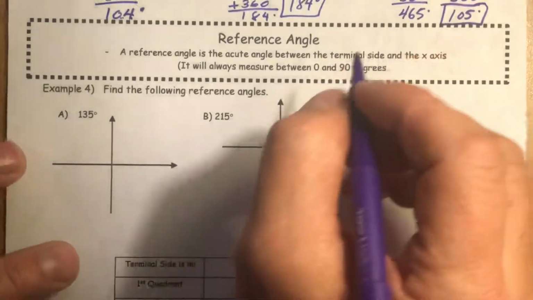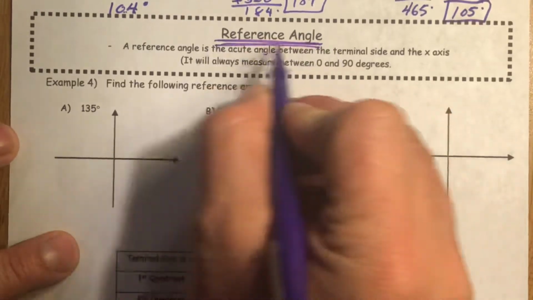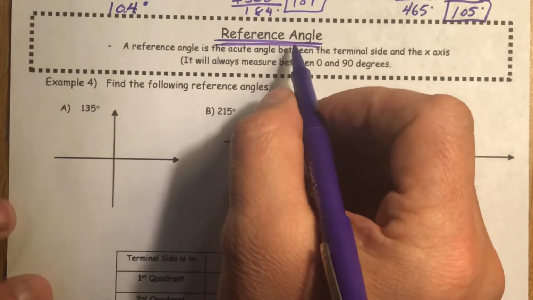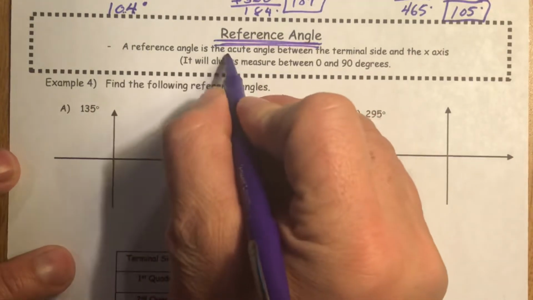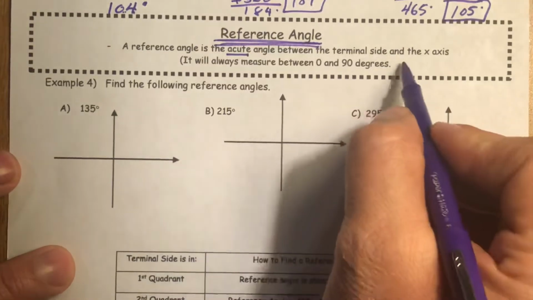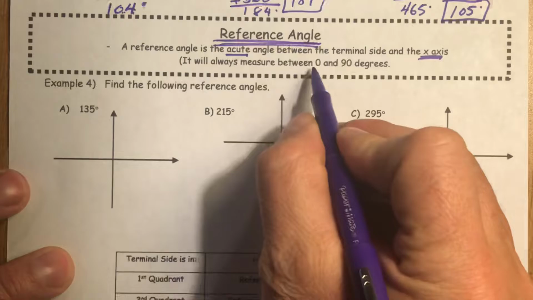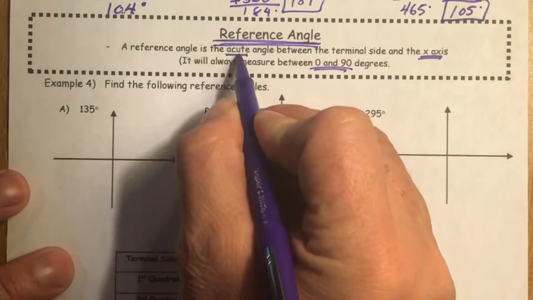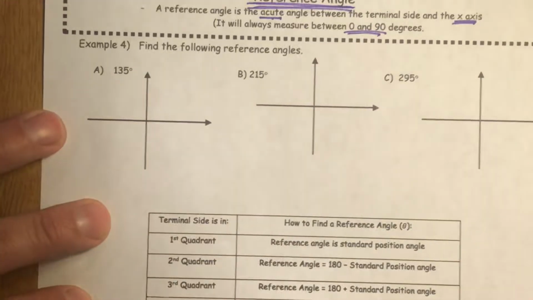Okay, the last thing with these notes today is this thing called the reference angle. And actually, this is very important when we talk about the unit circle. A reference angle is the acute, less than 90, angle between the terminal side and the x-axis. It will always measure between 0 and 90. That's why they call it acute. Let me give you the whole idea of what's going on.